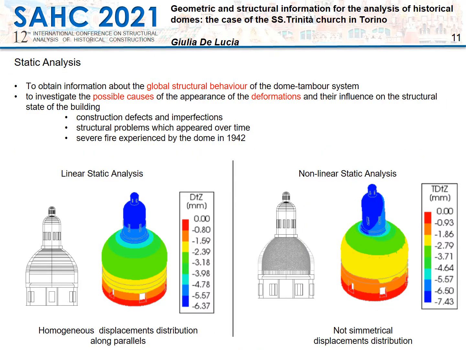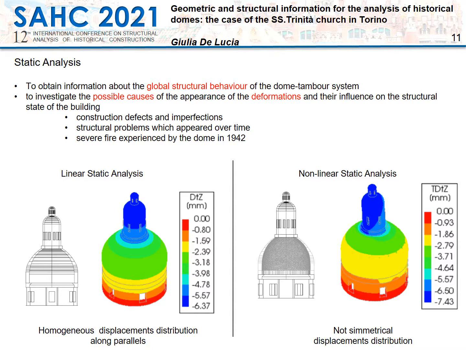Static analyses were conducted with the aim of obtaining information about the global structural behavior of the dome-drum system, and in order to investigate the possible causes of the appearance of the depressions and their influence on the structural state of the building. In fact, the depressions could be due to construction defects and imperfections, to structural problems which appeared over time, or to the fire experienced by the dome in 1942. In this perspective, static analysis conducted on a basic model can be useful in a preliminary stage to shed some light on the stress distribution and displacement affecting the dome, although the assumption of an elastic behavior for the masonry does not correspond to its real behavior.